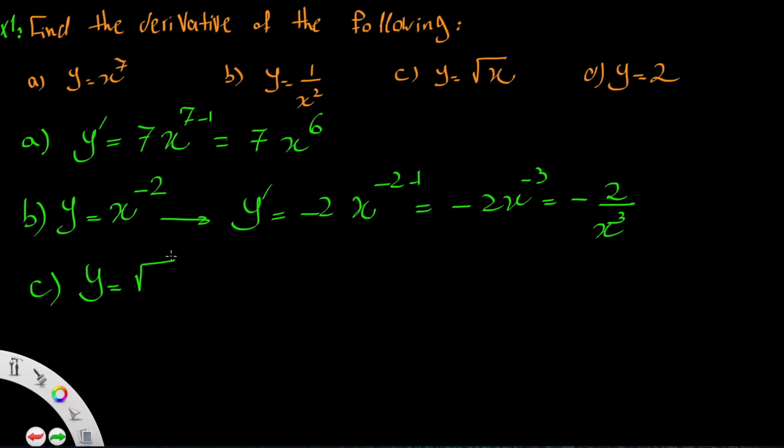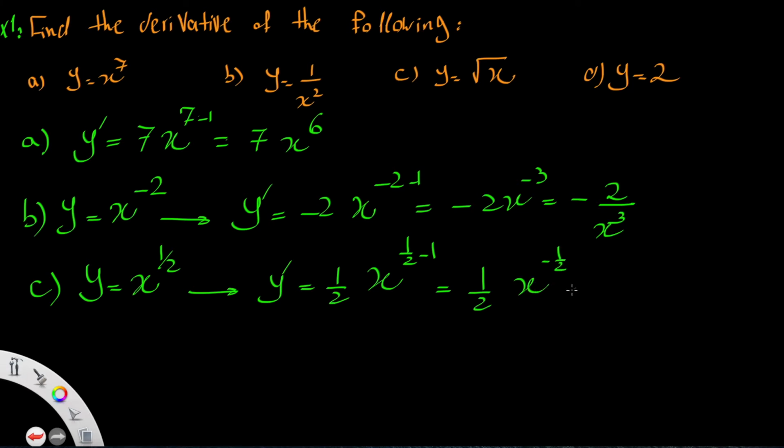Part C, y is equal to root x. I rewrite it as an index, x to the power of half. Then the differentiation will be, multiplied by the power, then 1 is subtracted from the power, so it would be half x to the power of negative half. So I will transfer to the denominator, it will be x to the power of positive half, or x to the power of half, which is root x, so it is the differentiation.